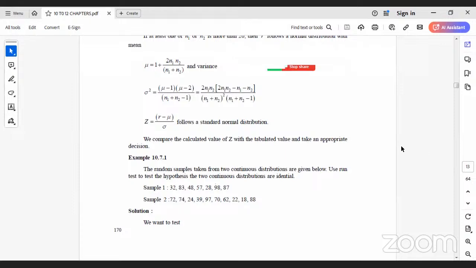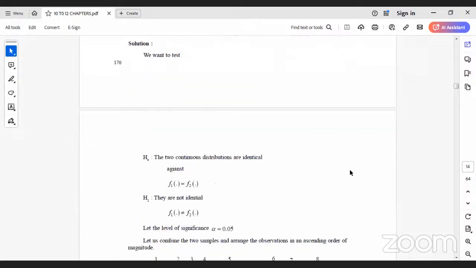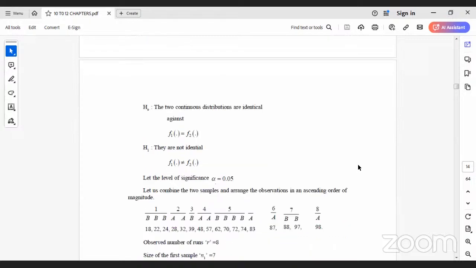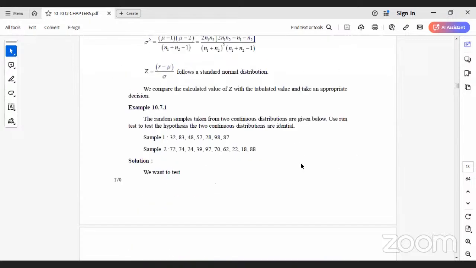The random samples taken from continuous distributions are given below. Use the run test to test the hypothesis that the two continuous distributions are identical. Sample 1: 32, 83, 48, 57, 28, 98, 87. Sample 2: 72, 74, 24, 39, 97, 70, 60, 62, 22, 80, 18, 18. We want to test whether the two continuous distributions are identical, F1 equal to F2, against not identical, F1 not equal to F2. The level of significance is alpha.